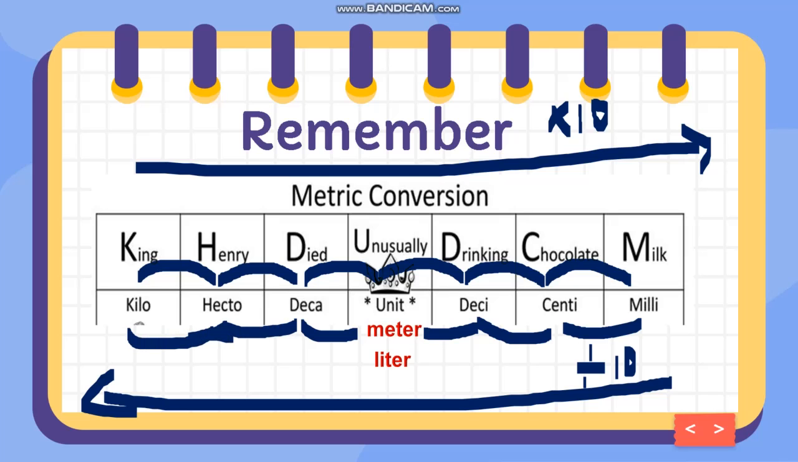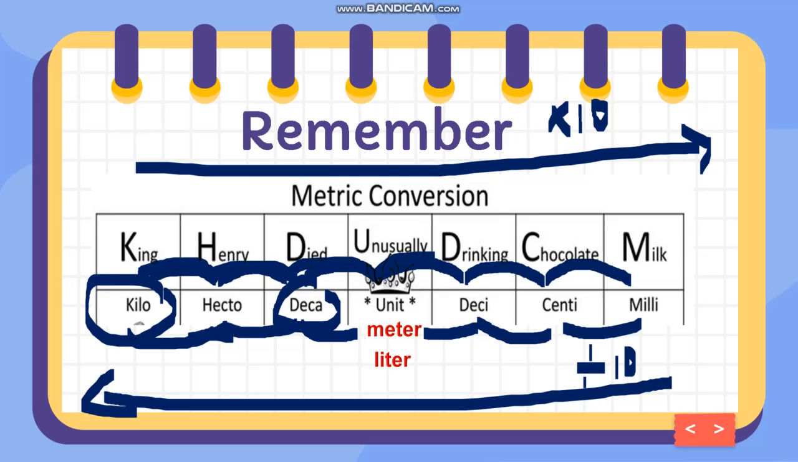So if you're going to convert from kilo to deca, it means tens, hundred. From kilo to milli, that is tens, hundred, thousand, 10,000, 100,000, million. So remember this one. This is very important. This is your guide for answering the topic for today, which is all about the conversion of the metric units of capacity.